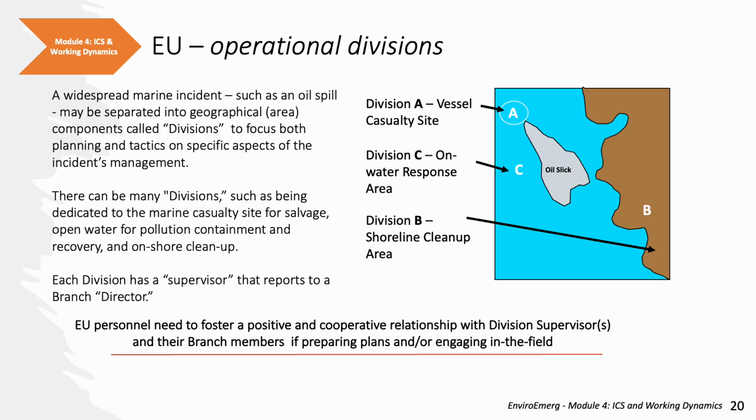A widespread marine incident, such as an oil spill, may be separated into geographical areas called divisions to focus both planning and tactics on specific aspects of an incident's management, as I just discussed. There may be many divisions, such as those dedicated to the marine casualty site for salvage, open water for pollution containment and recovery, and shoreline cleanup. Each division has a supervisor that reports to the branch director. As such, it's important for environmental personnel to foster a positive and cooperative relationship with division supervisors and their branch members if preparing plans or engaging them in the field.